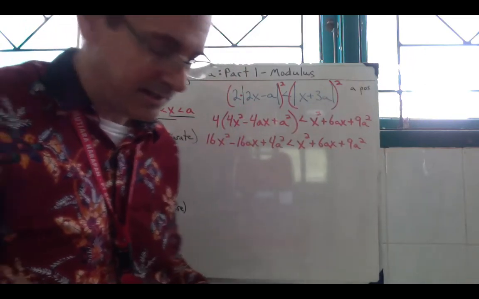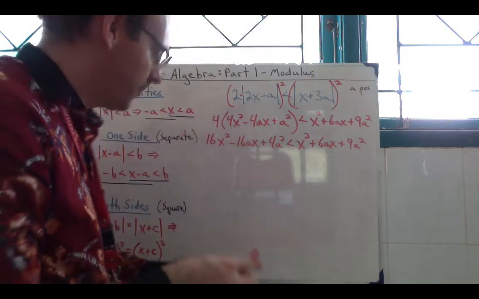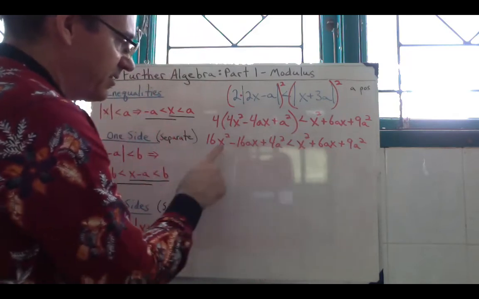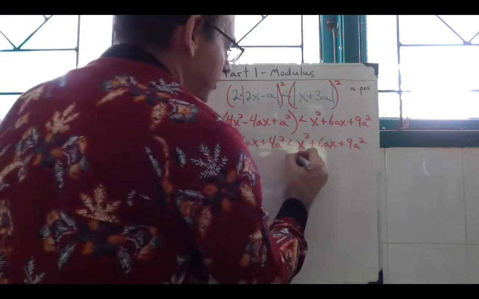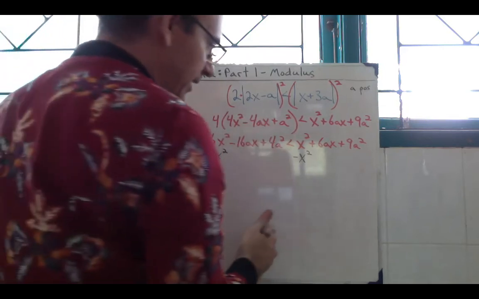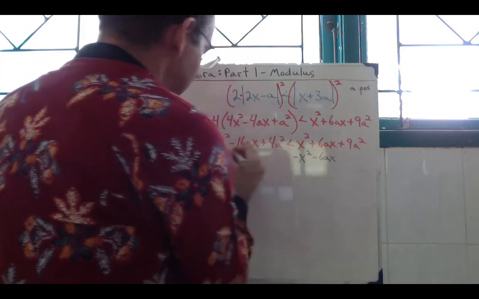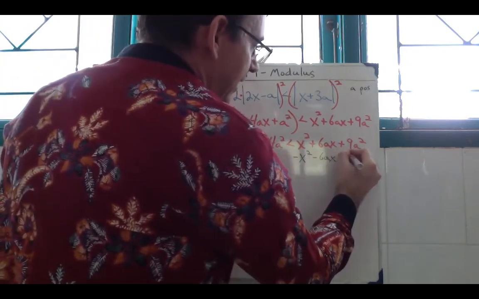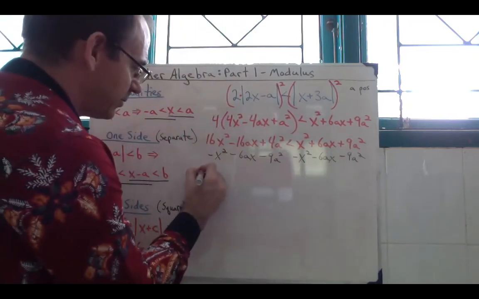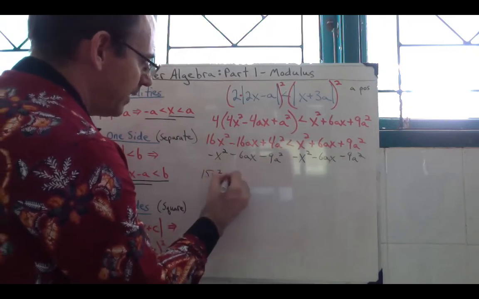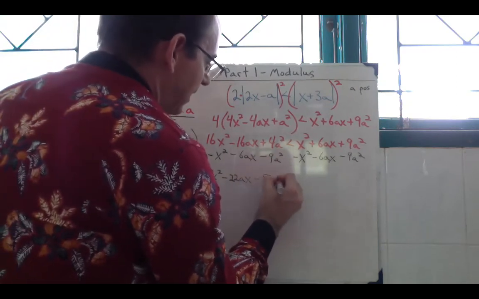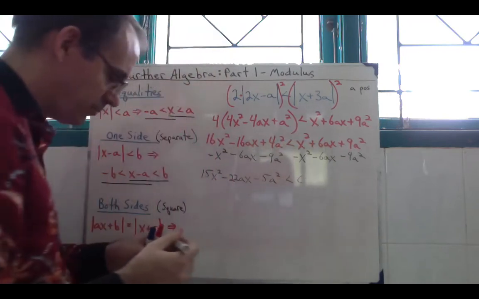Remember, a is a constant and it's positive. So now let's figure out which side we want to go. We're going to subtract and move everything to this side, so we keep the x squared positive. So we're going to subtract x squared, again keeping everything in its place value, minus 6ax, and minus 9a squared. So when we calculate this, we get 15x squared minus 22ax minus 5a squared is less than 0.